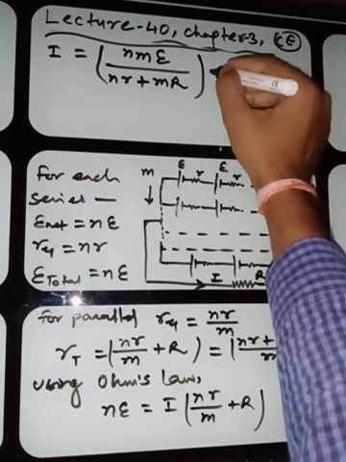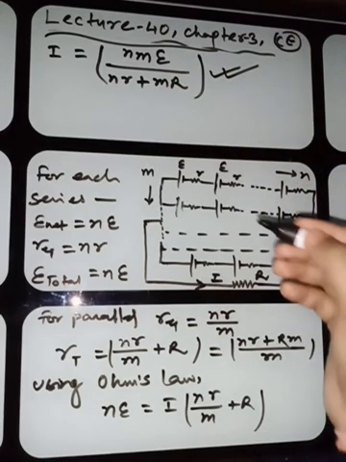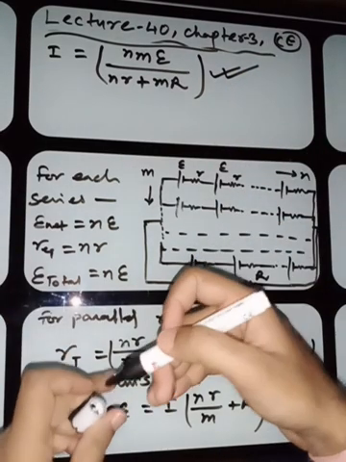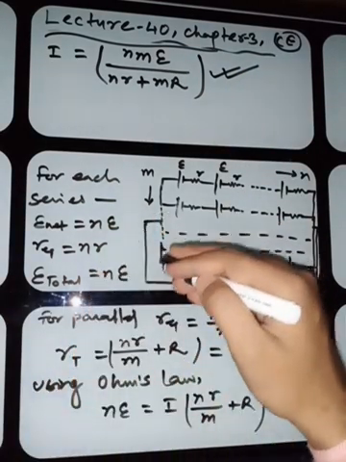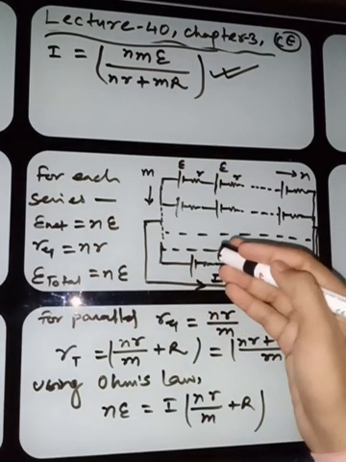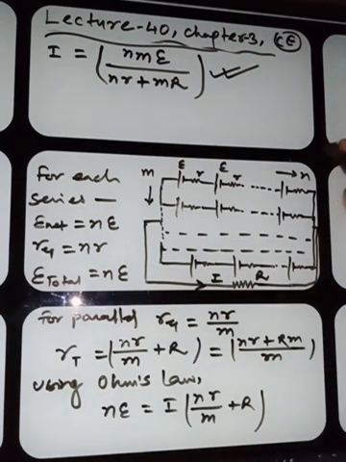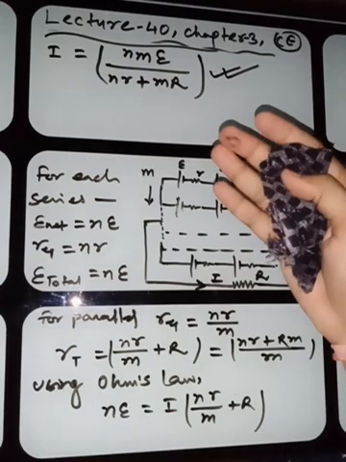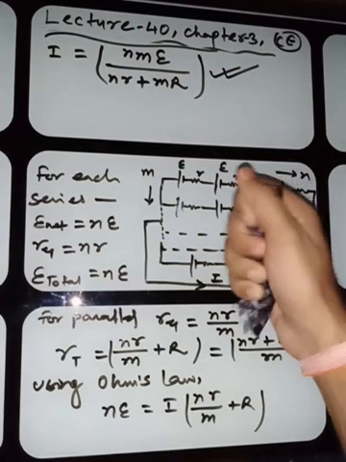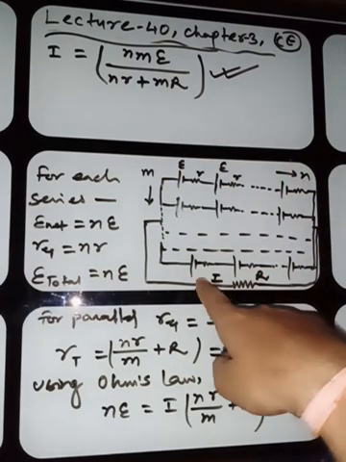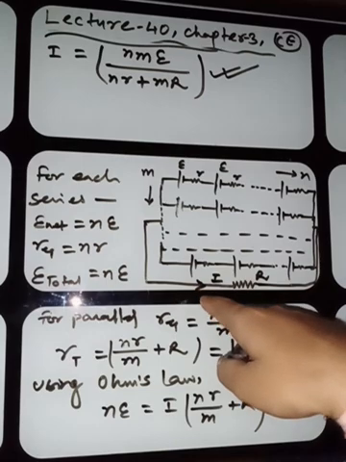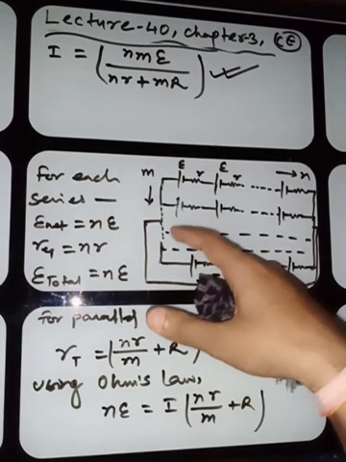So this is the mixed combination. Now what type of modification is required for a competitive question? Here I am going to discuss. If someone asks what will be the maximum current through this resistor, then how will we calculate the maximum current?